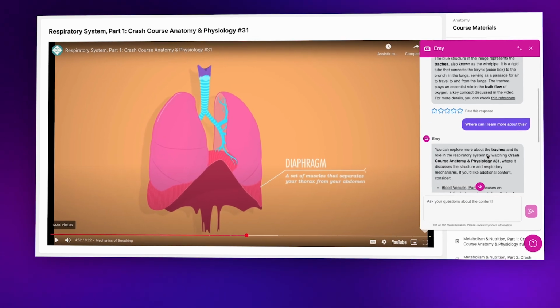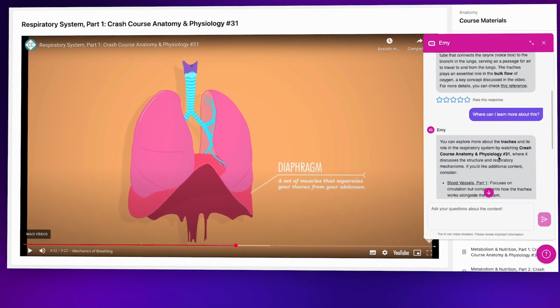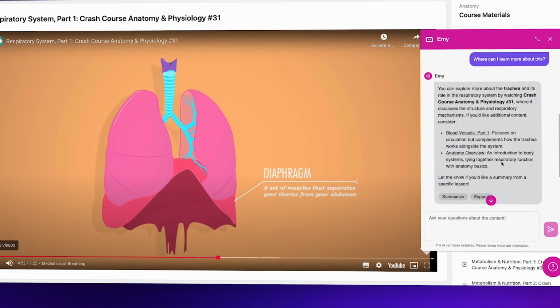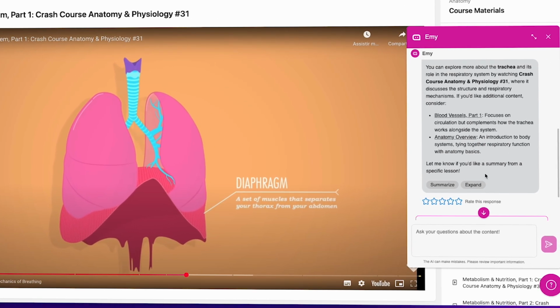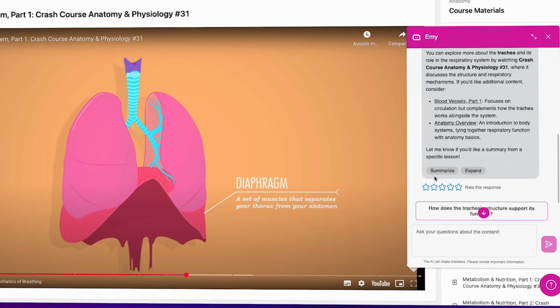Another very interesting feature of Emmy is its content recommendation capability. When asked, it responds with various links from the institution's own platform, so the student can go deeper. In this way, Emmy also becomes an ally in finding materials within the platform.